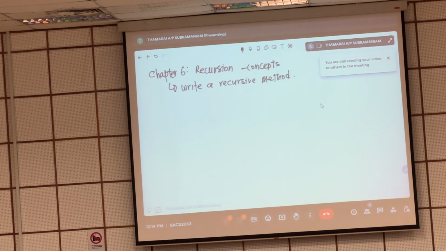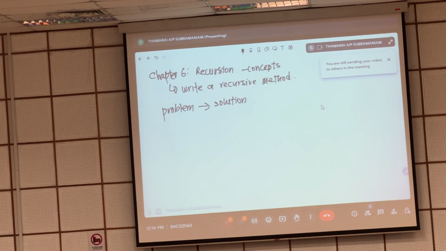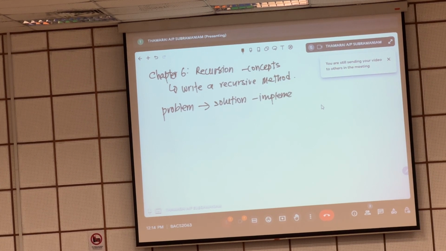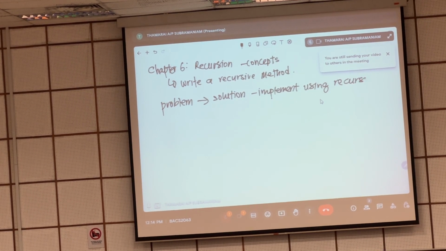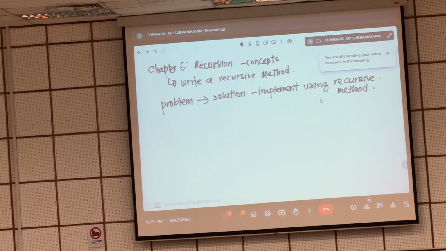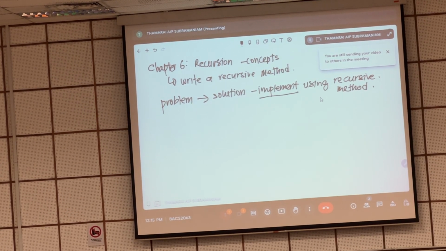Okay, so a problem will be given to you, and you have to find the solution. The solution you have to implement using a recursive function or recursive method. So this is the exam area that you have to go through. When I say implementation, I mean you have to write your code. Of course, we are looking at Java coding.